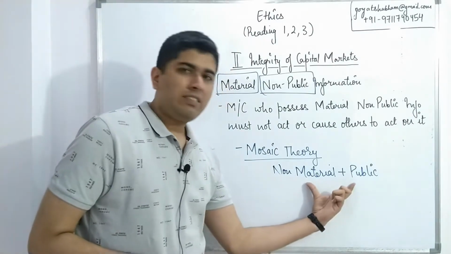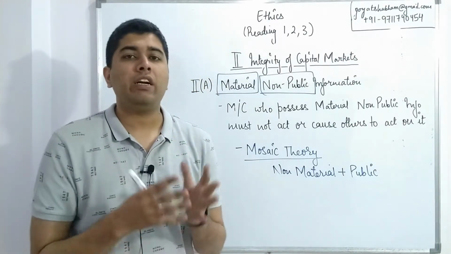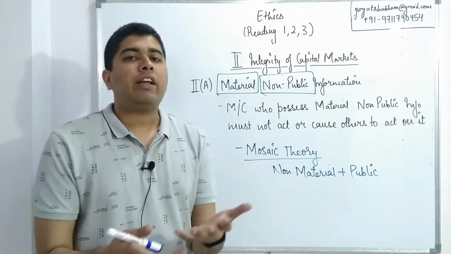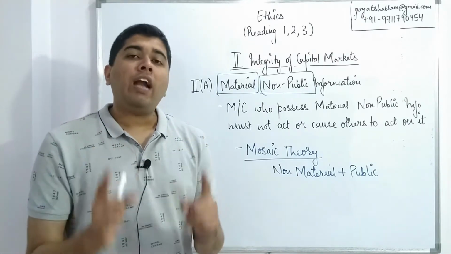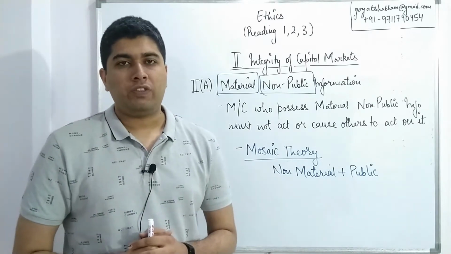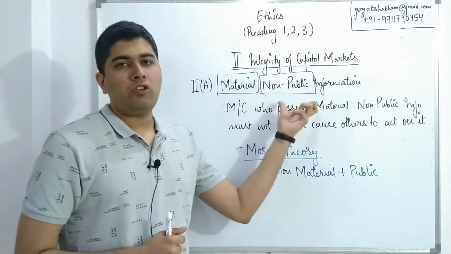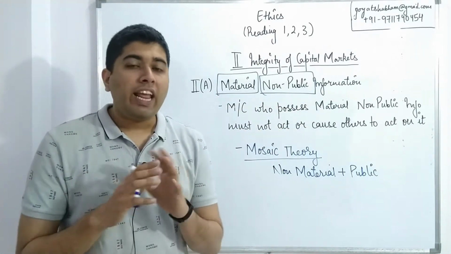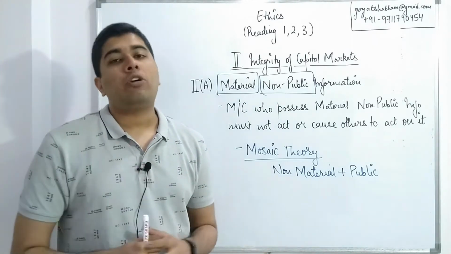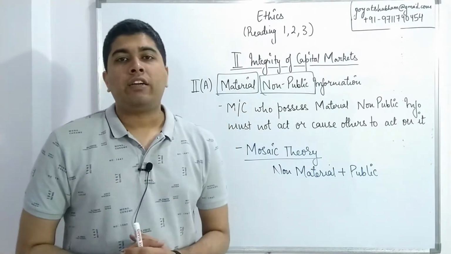If I use these to make some sort of analysis and to come to a conclusion, make a decision, and then give my recommendation to my clients and make some investment actions, that again will not be a violation of the standard. So as I've said before, only material plus non-public, that is what the standard is covering. Any other combination would not be a violation of the standard. So that completes Standard 2A.